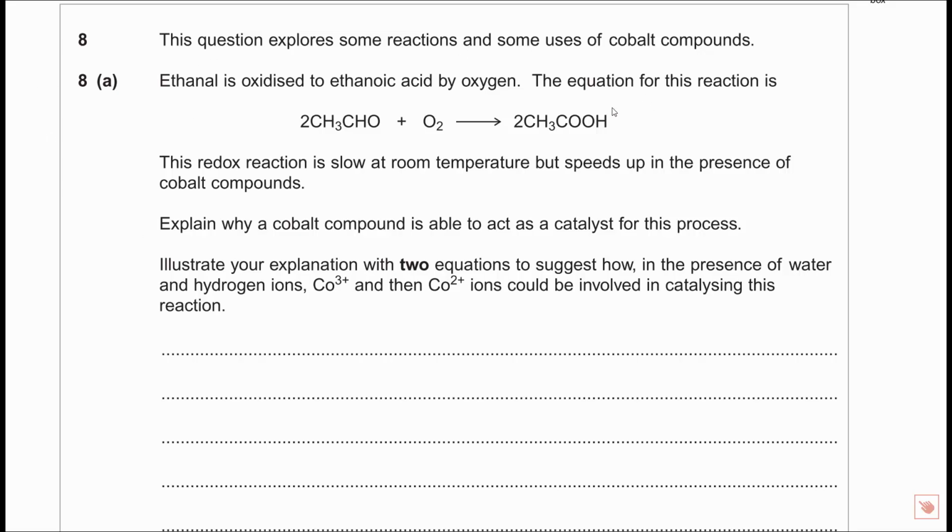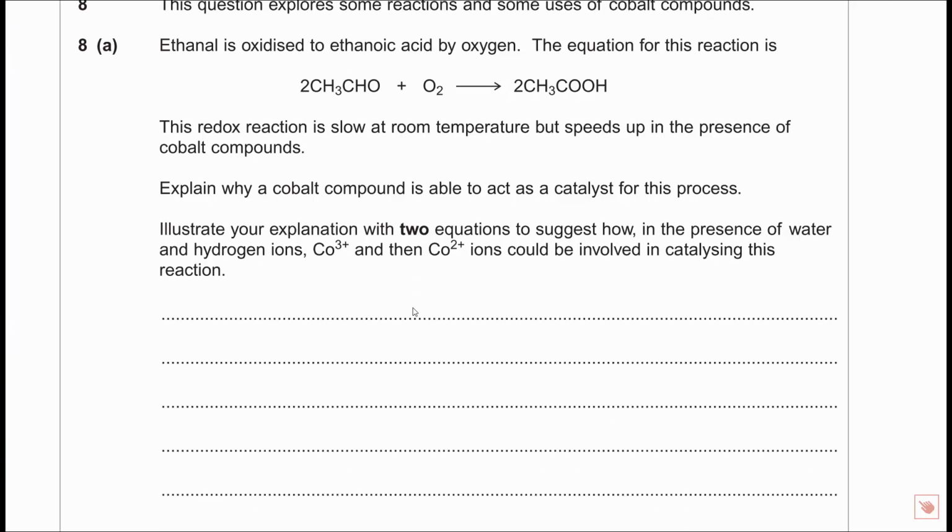So this question explores ethanol being oxidized to ethanoic acid by oxygen. The equation is there. But this reaction is slow at room temperature but speeds up in the presence of cobalt compounds. So we're using cobalt as a catalyst. We'll explain why it is able to act as a catalyst in this process, number one. Then illustrate your explanation with two equations to suggest how, in the presence of water and hydrogen ions, Co3+ and then Co2+ ions could be catalyzing this reaction.